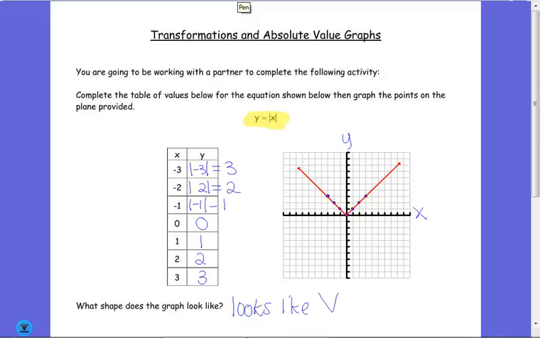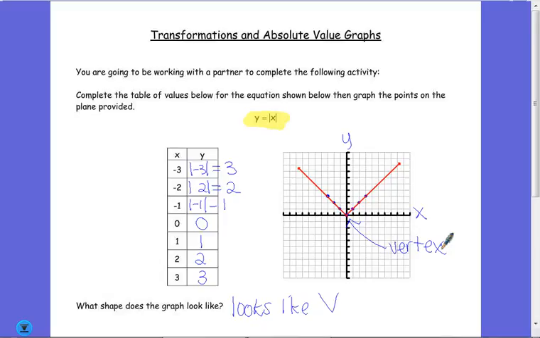It has straight lines, so yes, you need to use your ruler. It has a point here at the center. It should not be curved. It should be a dead point in the middle. And a couple of words that might help you. This point right here in the center, we call that the vertex. So if you ever hear me use the word vertex, I'm talking about that dead center dot.